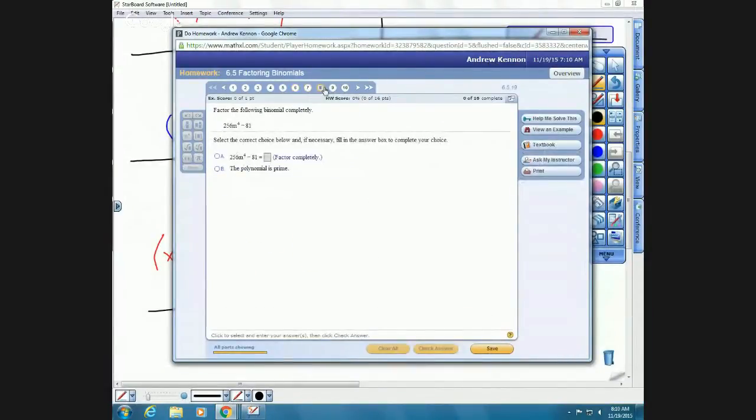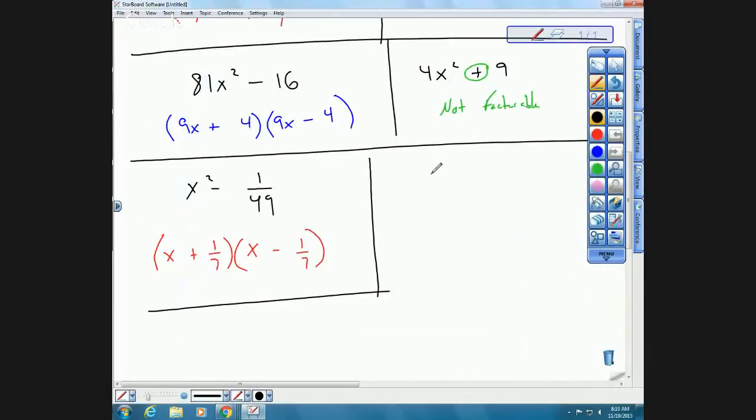Where is it? There it is, 256 and 81. All right, so this one right here. What multiplies to be 256? The square root of 256 is? Yes, 16. So 16m squared times 16m squared would be 256m to the fourth. So I had to put m squared because I have m to the fourth. And 9 times 9 is 81, so then I put a plus and a minus.